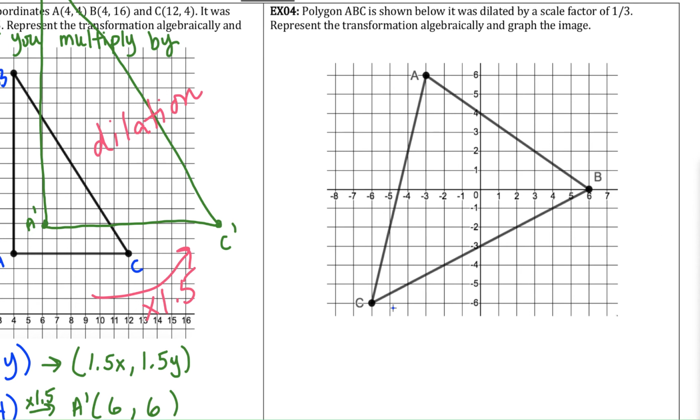So let's represent that. We had x, y. And then we dilated by a scale factor of 1/3. So that means we took 1/3, we multiplied it by the x, so the x is times 1/3. And we took the y's and we multiplied by 1/3. So it's 1/3 x and 1/3 y.